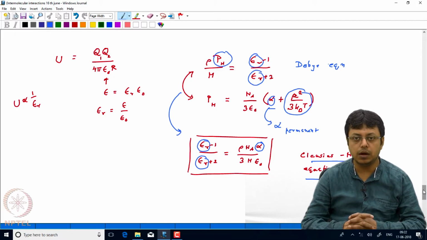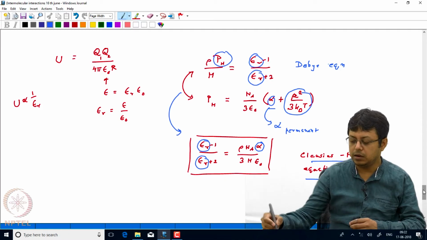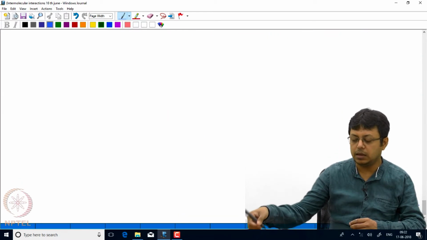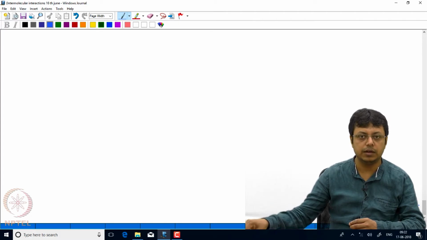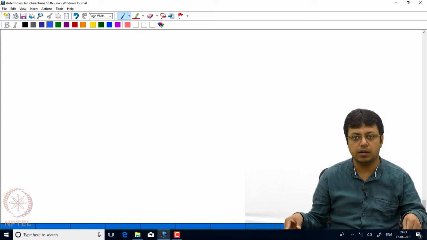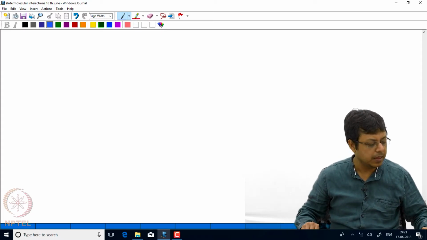Now we will continue on this, and today we will be discussing what is the origin behind the intermolecular interactions. We already have our background ready, because we already discussed what is the expression for an electric dipole interacting with an external field.